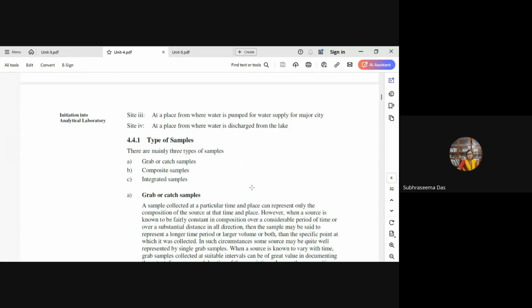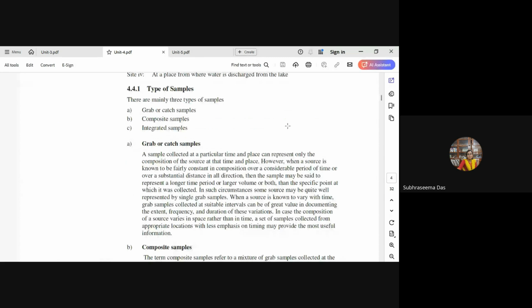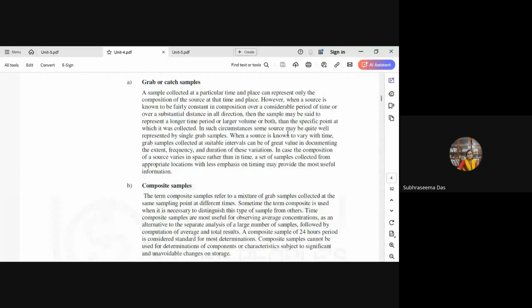Then coming to types of samples. Water samples are divided into three categories. The first is grab or catch samples, a sample taken from the source at that particular place. This is called a grab or catch sample, that is, with exact location and time.